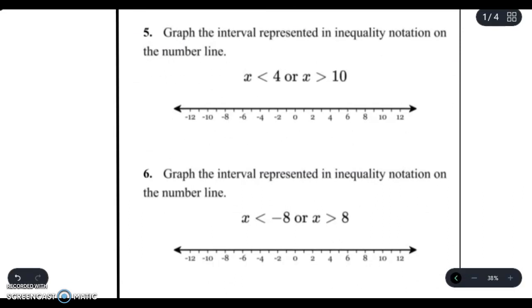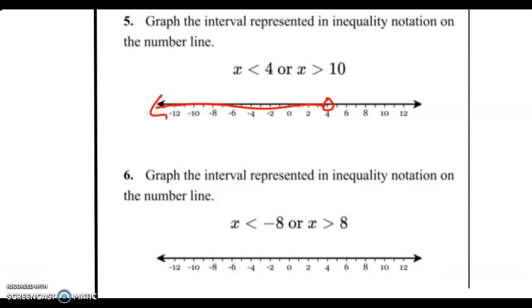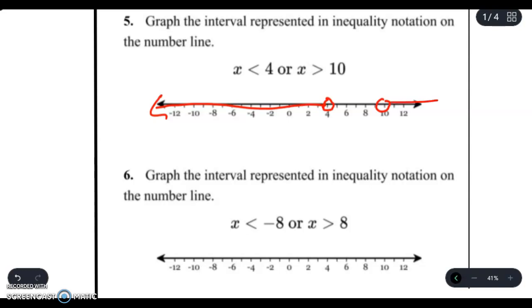Okay, so here are two more. This is an OR situation where you've got x is less than 4 or x is greater than 10. All you have to do here is graph each one of them. So you've got 4, and x is less than that, not equal to, so we leave the circle open and graph to the left. Here you've got x is greater than 10, so you go to 10, open circle, and go to the right.